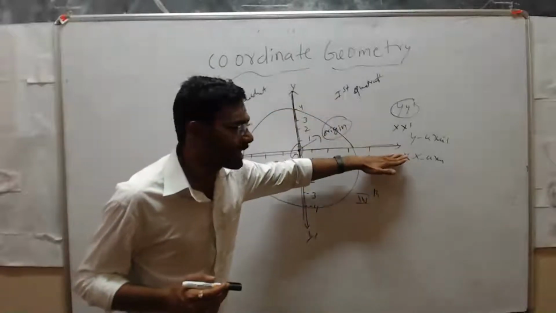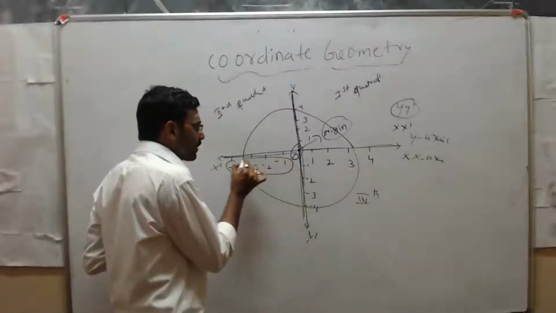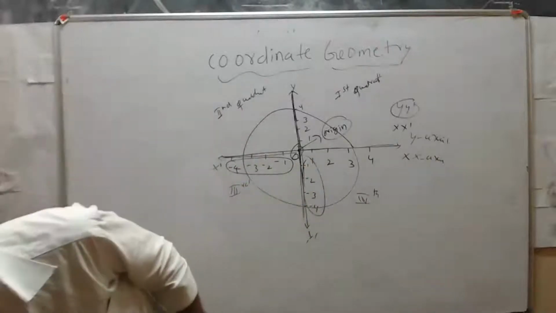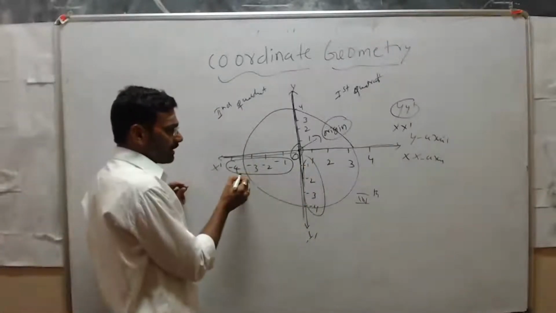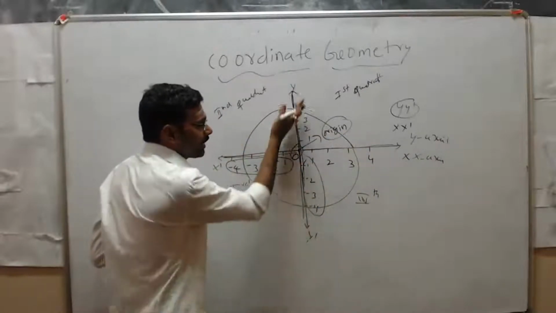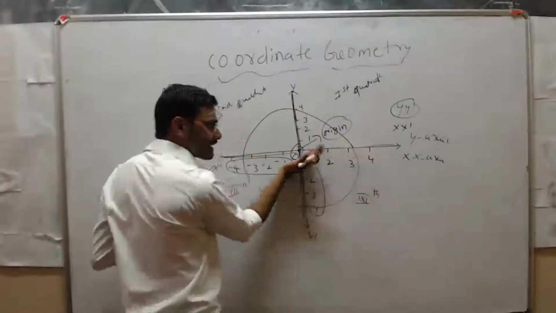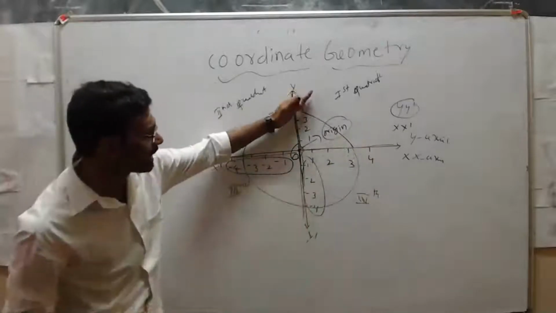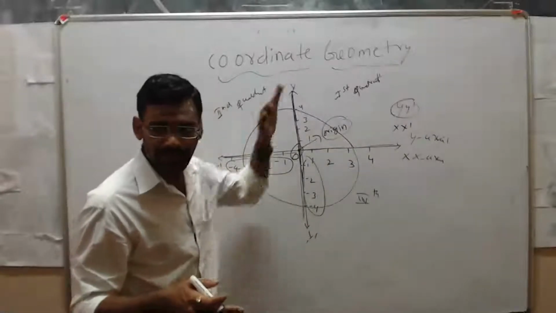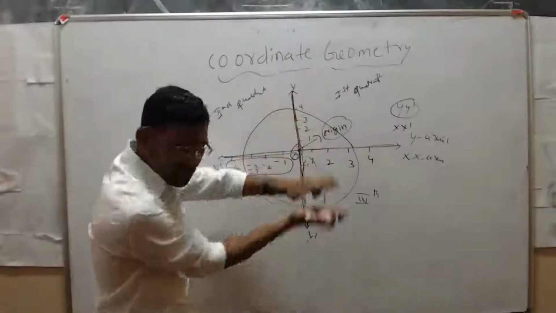On the x-axis and y-axis, the dashes always denote negative. X dash is nothing but the negative values of the x-axis, and y dash is nothing but the negative values of the y-axis. Keep this in your mind, students.